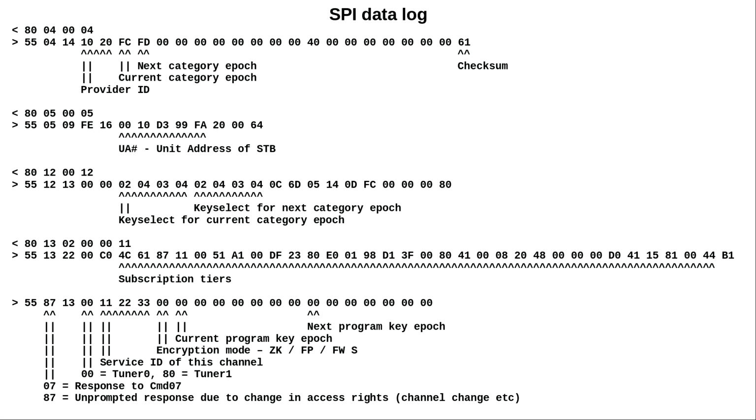Command 04 includes the current category key epochs and key selects in use. Command 05 includes the unit address number. Command 13 returns the authorized subscription tiers for this unit. Commands 7 and 87 provide information about the channel being currently decrypted.